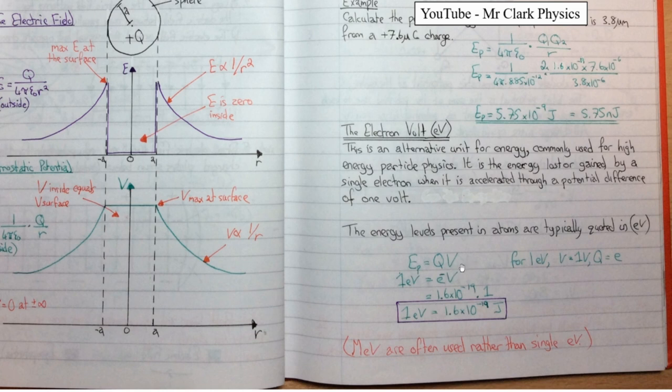So we could make an alternative version of voltage, but we don't. Instead, we make an alternative unit for energy. And this is commonly quoted when we're talking about the energy levels in an atom. 1 electron volt is the energy required to move 1 electron through a potential difference of 1 volt. That's how that works. It's really just a rearrangement. And its size is the same as the charge on an electron, but expressed in joules.